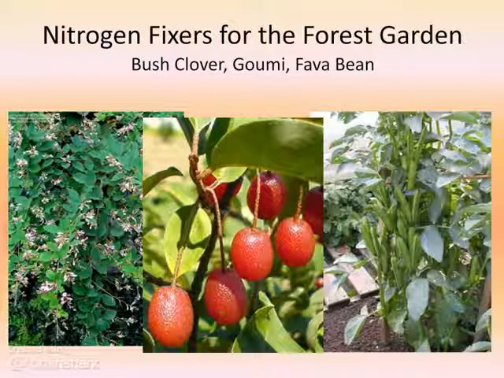Some unusual nitrogen-fixing plants that you can use in your garden include bush clover, which is a large shrub with edible leaves that taste somewhat like spinach. It's pictured on the left. Gumi, pictured in the middle, is a small shrub that produces edible fruit for jams and jellies. Fava bean, pictured on the right, is a fast-growing annual that can be used as a cover crop.